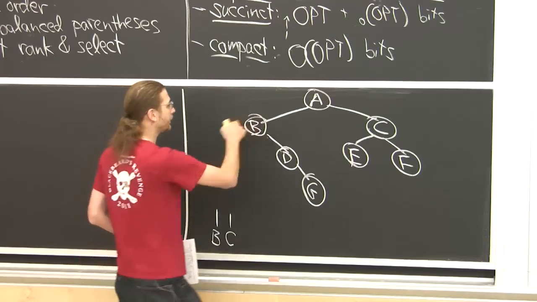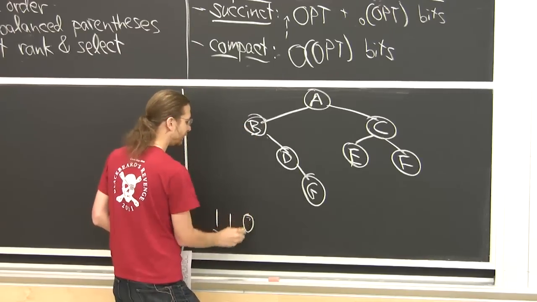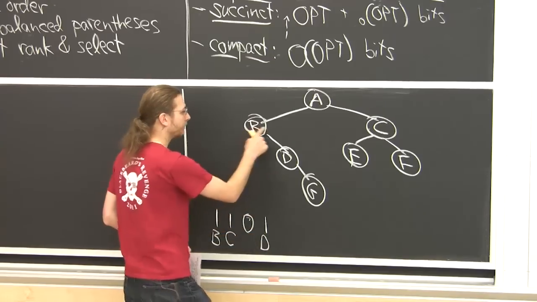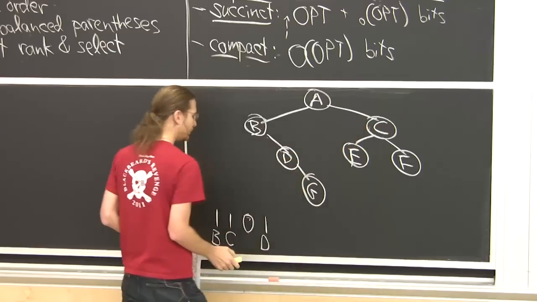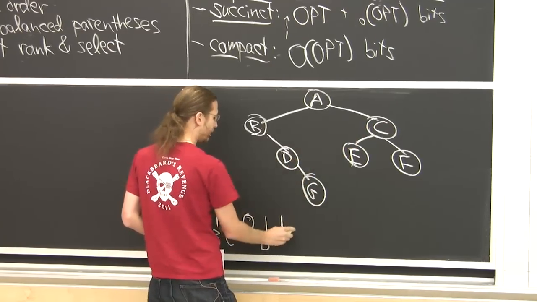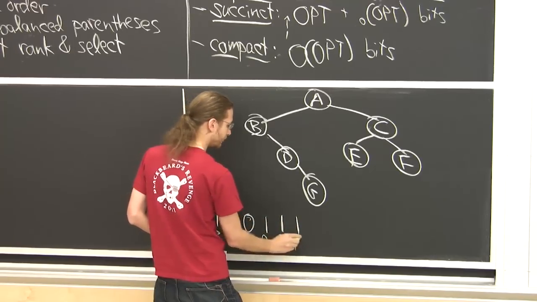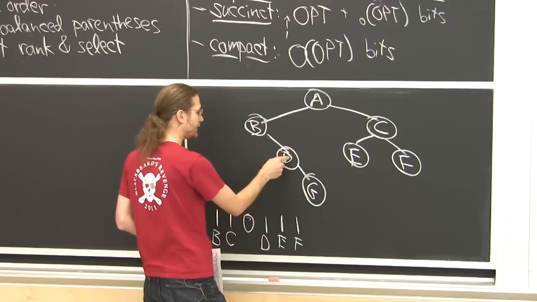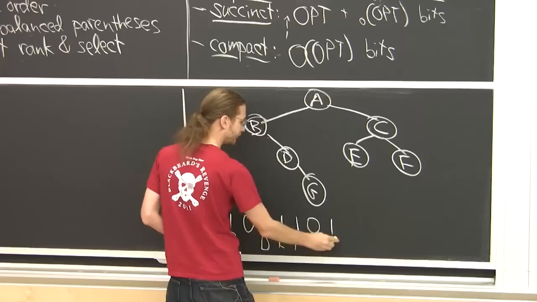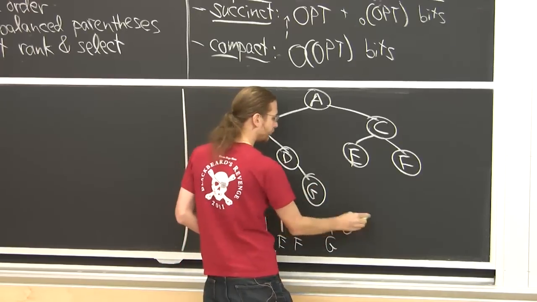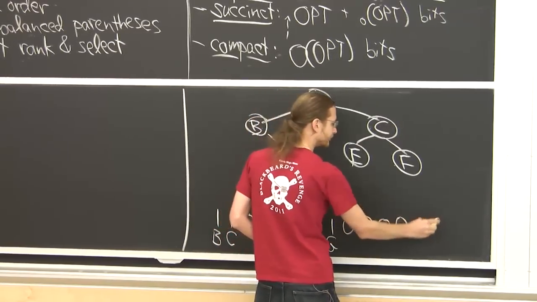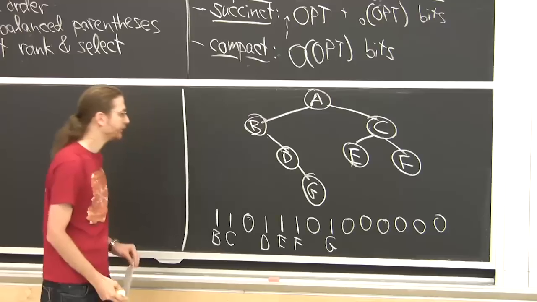Okay, then next level is B. It has no left child, and it has a right child, which is D. I'm just writing down the labels so I don't get lost. Then we have node C, which has a left child and a right child, E and F. Then we have node D, which has no left child, has a right child, which is G. Node E has no children. Node F has no children. Node G has no children. Okay, so there is a 2n bit string.